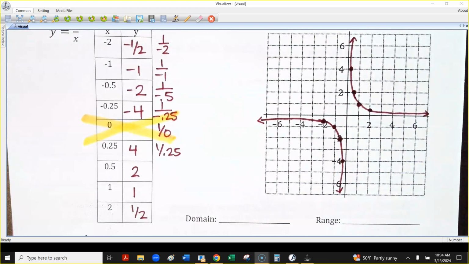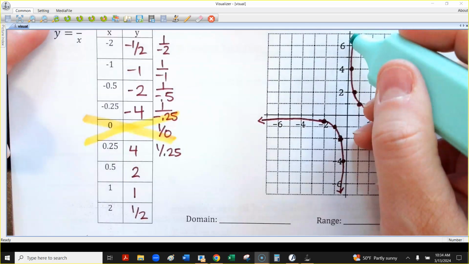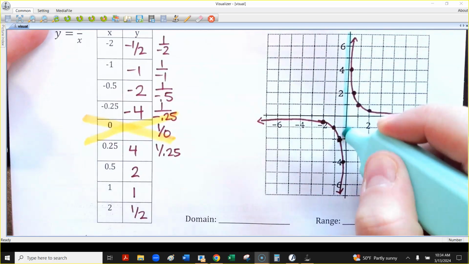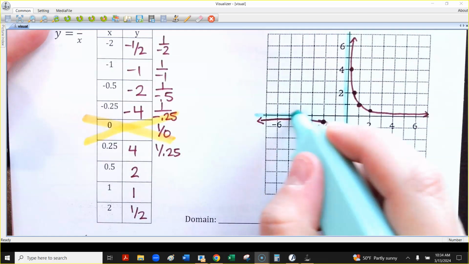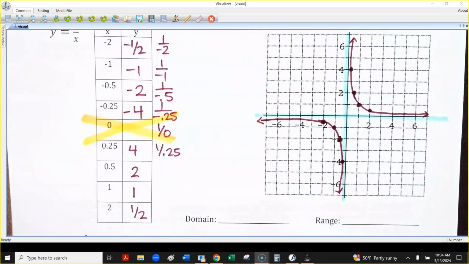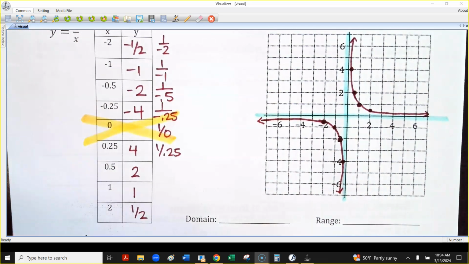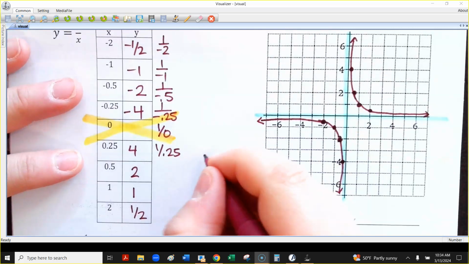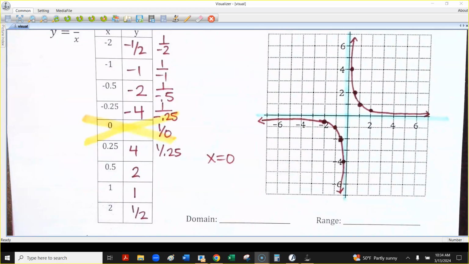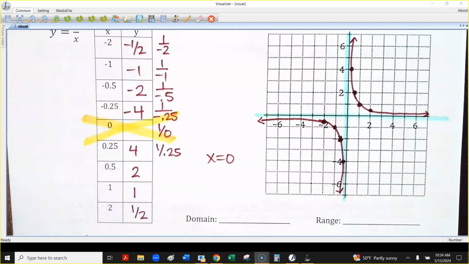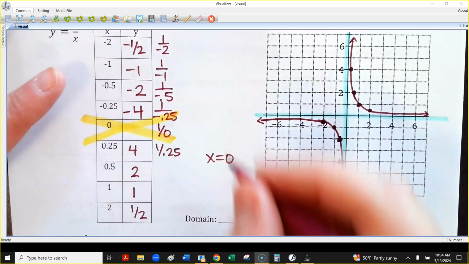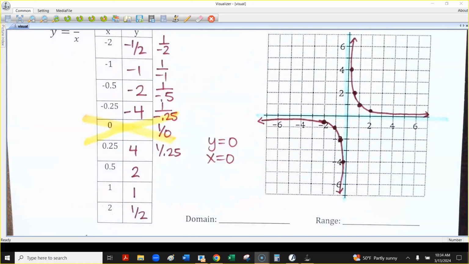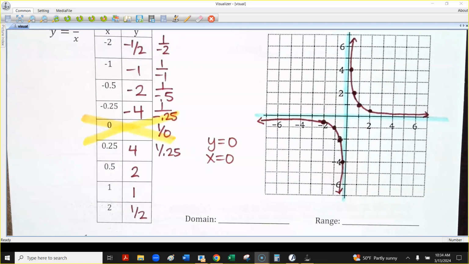And I'm gonna draw in the asymptotes for this graph real quick. The asymptotes, though, are just gonna be the y-axis and the x-axis. So the horizontal asymptote in that graph is the x-axis. So x equals 0, that's an asymptote. The vertical one, I'm sorry, the horizontal one would be y equals 0, and the vertical one is x equals 0. So it's the x and y axis. Those would be your two asymptotes.